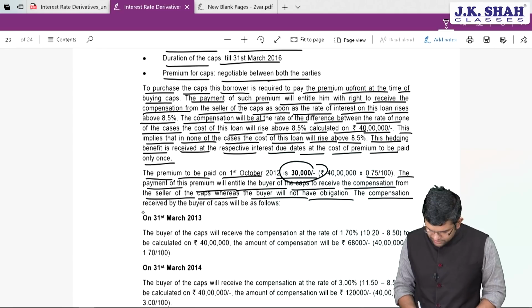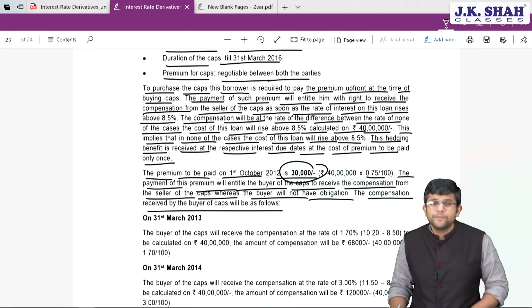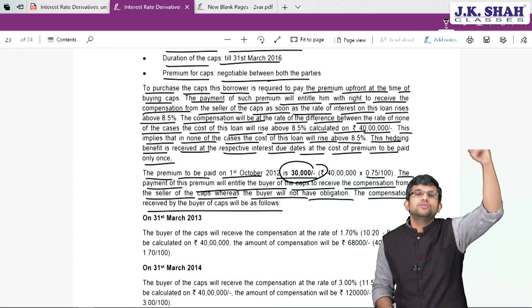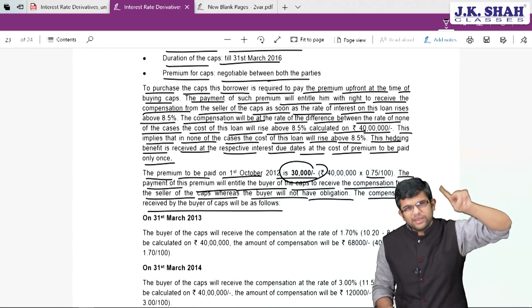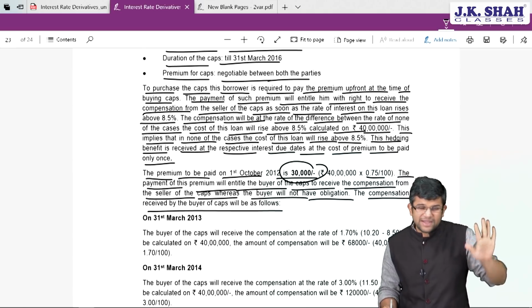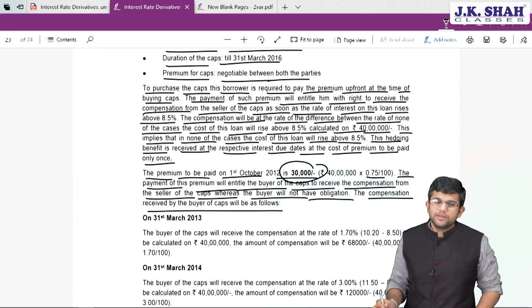The compensation received by the buyer of the cap will be as follows. The compensation will be received only and only if the S1 on the due date is more than the K. Everybody following? If S1 on the due date is more than K, then he will get compensation. If S1 is less than K, the cap option will be out of money, and the buyer will anyway be borrowing from the spot market outside.